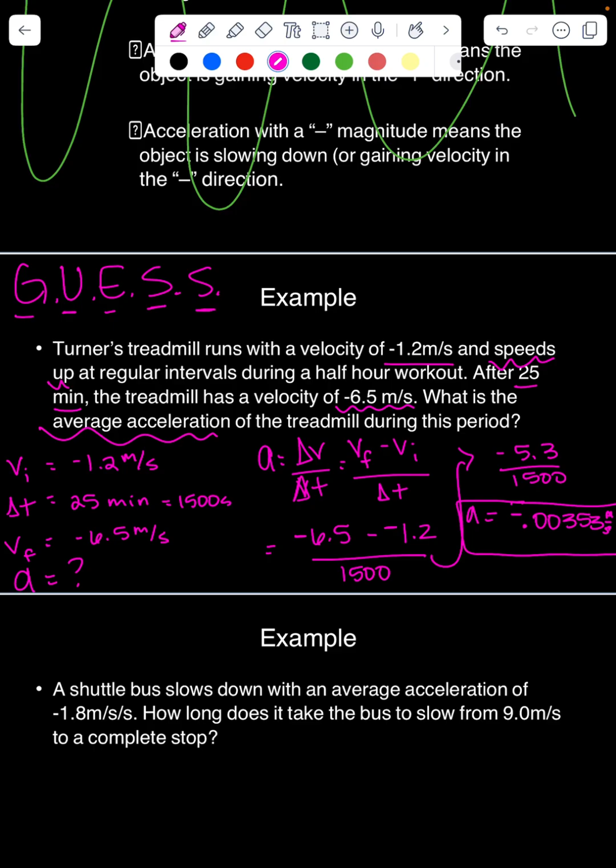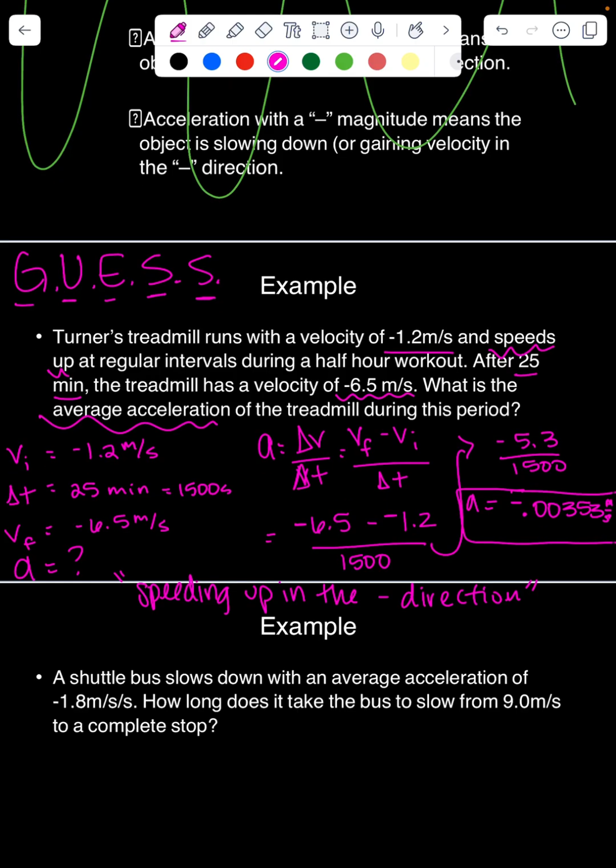That's our answer. So what that means, if we have velocities that are negative, that means they're going in the negative direction, and our acceleration is also negative. We have two like signs. That means that we are speeding up. In what direction? We look at those velocities: in the negative direction. So what that is actually saying is that every single second, Turner is speeding up by 0.00353 meters per second in the negative direction. So that is how we would interpret that.